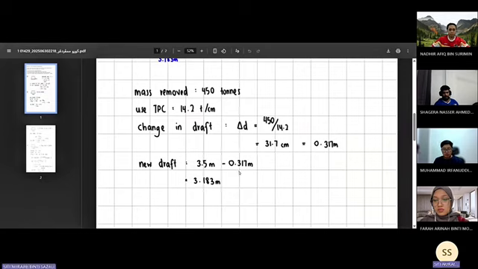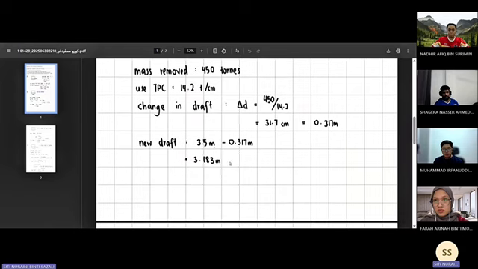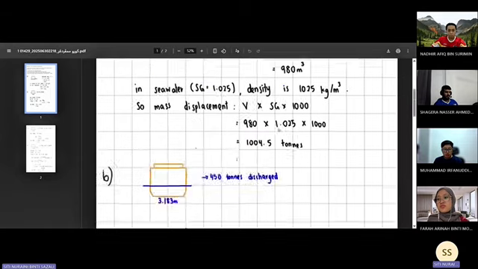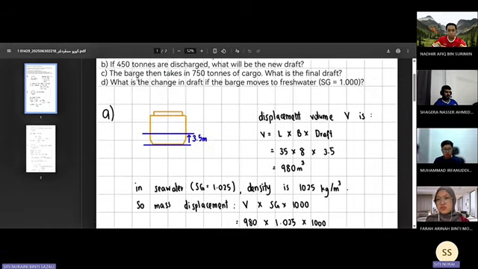Since the cargo is discharged, the draft will decrease, so the new draft will need to be minus. The new draft will be 3.5 meter minus 0.317 meter. We will get 3.183 meter. For question C, the barge then takes in 750 tons of cargo. What is the final draft?